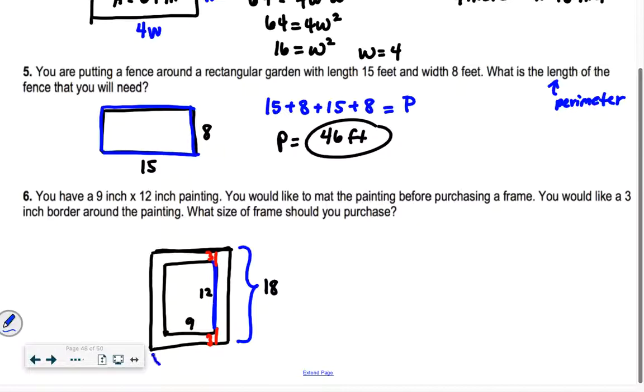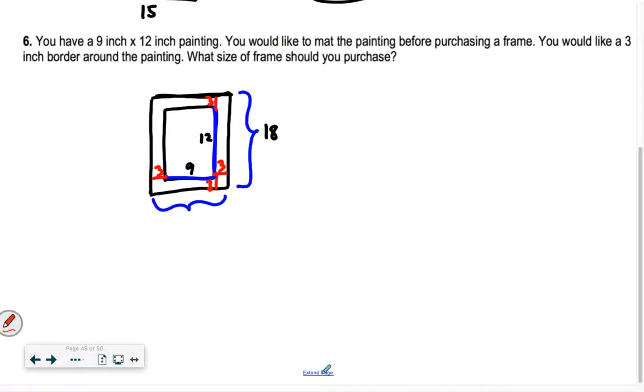So same thing for the 9. It's no longer 9, but we added 3 in both directions, 3 and 3. So what do we really have? 15, right? So an 18 by 15. So what size of frame should you purchase? An 18 inch by 15 inch.